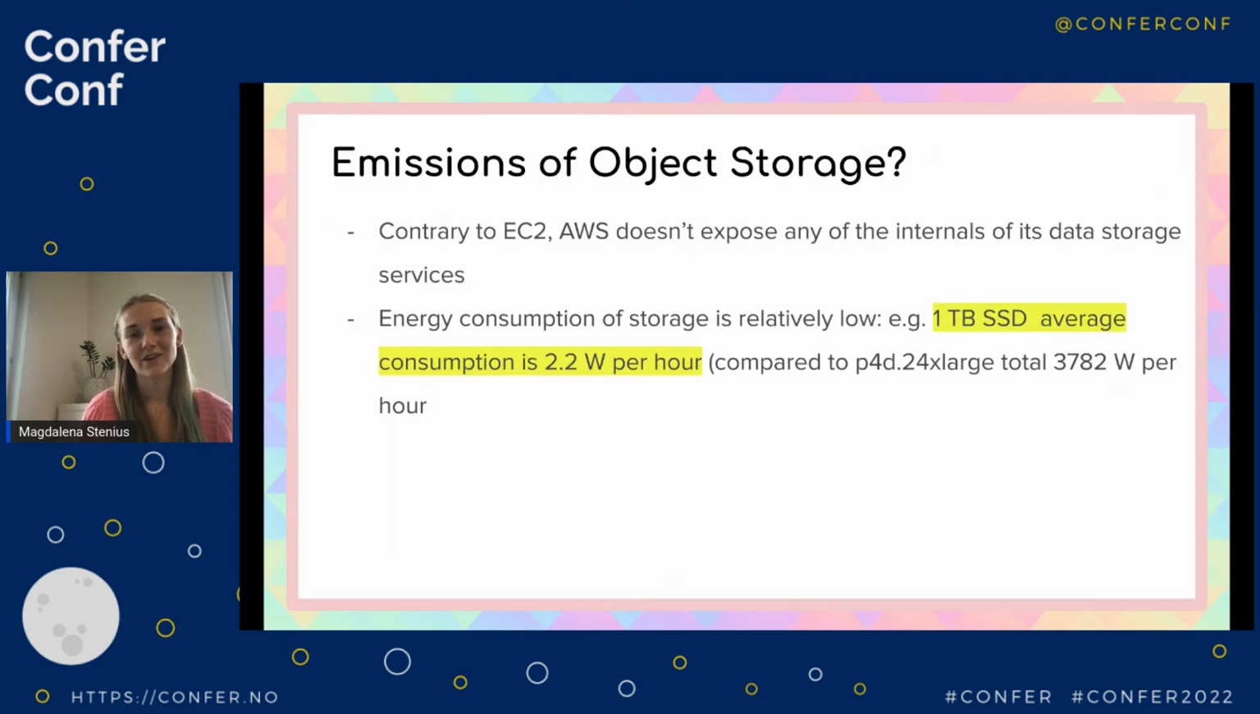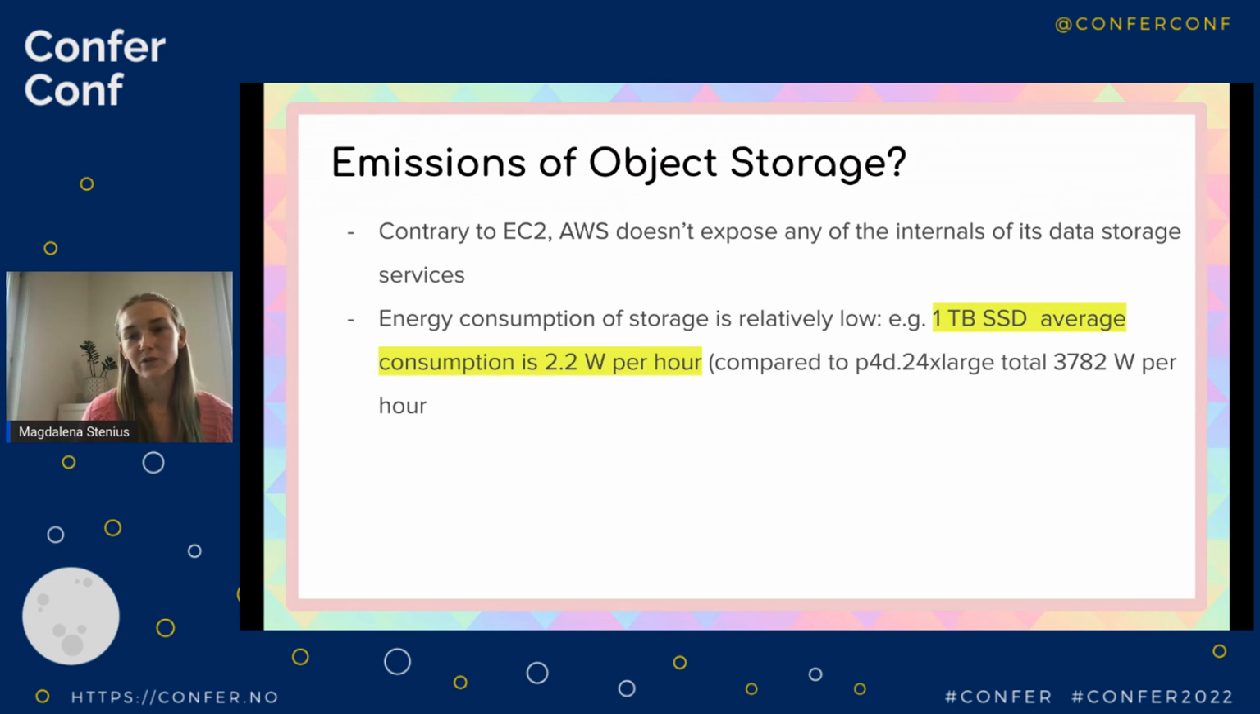One of the questions that remained unanswered after this attempt of ours was the emissions of object storage. In Valohai, we rely heavily on S3 storage and S3 kind of fitting storage types. And contrary to compute services, AWS doesn't expose any of these internals of these storage services. However, if we look at the energy consumption of compute and compare that to the energy consumption of storage, storage takes actually relatively little energy.